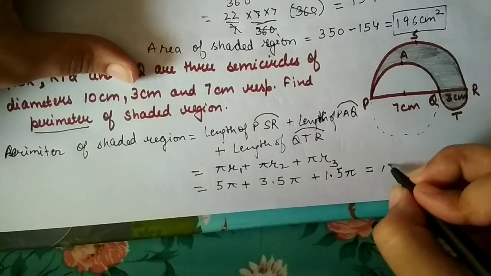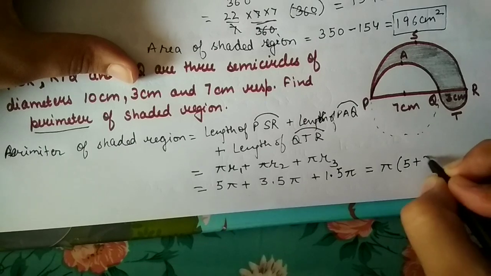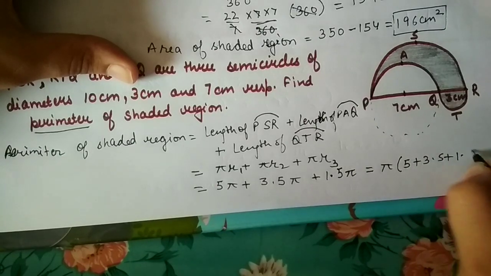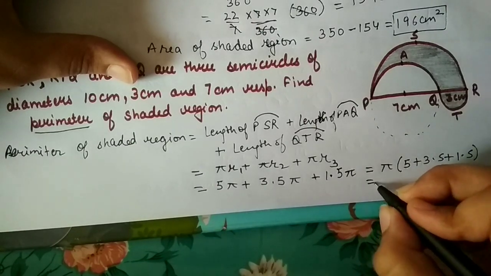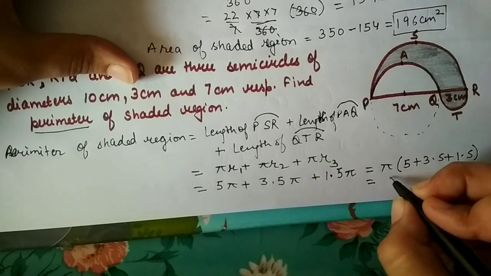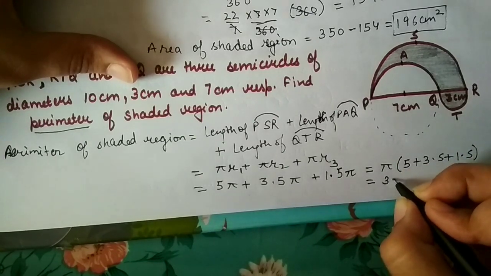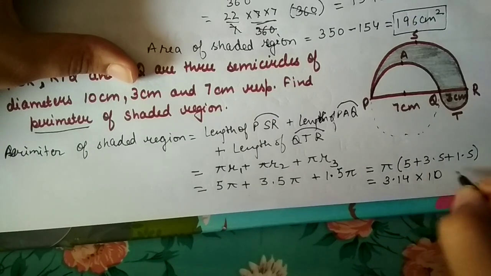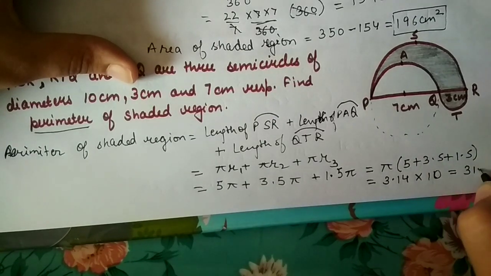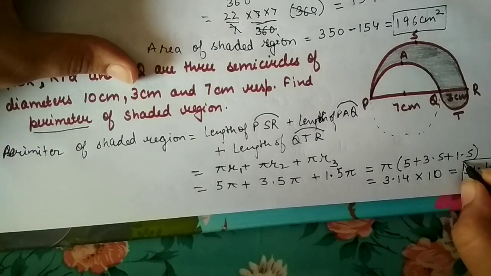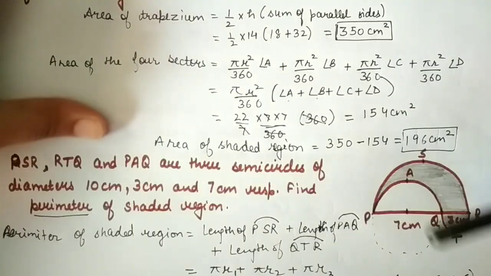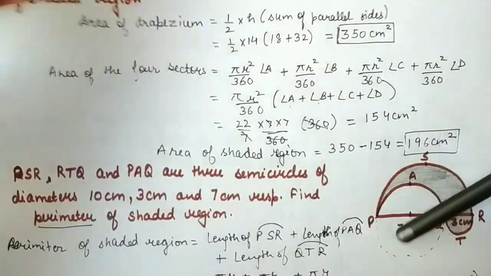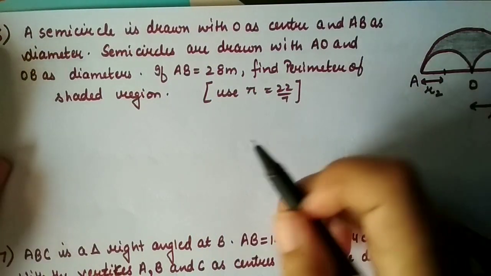Now take pi common and add 5 plus 3.5 plus 1.5, and you will get it equal to 10. Use pi as 3.14 into 10, that is 31.4 centimeter, which is your answer. Now let's see the next question.